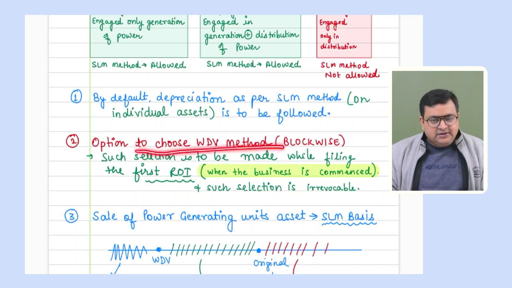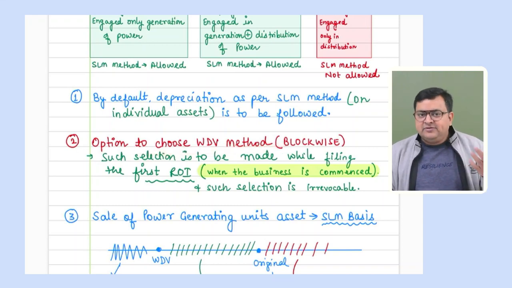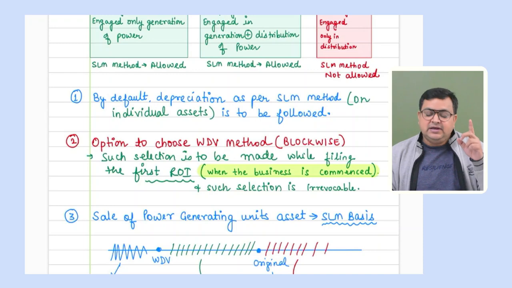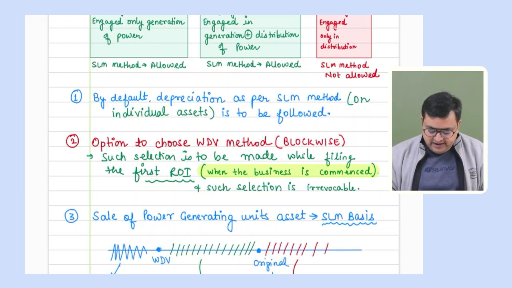The option to choose the WDV method: if they would like to choose the WDV method, obviously then they will come block wise. But yes, the option is available only in the first year in which they have commenced the business, by the time they are filing their return, right?